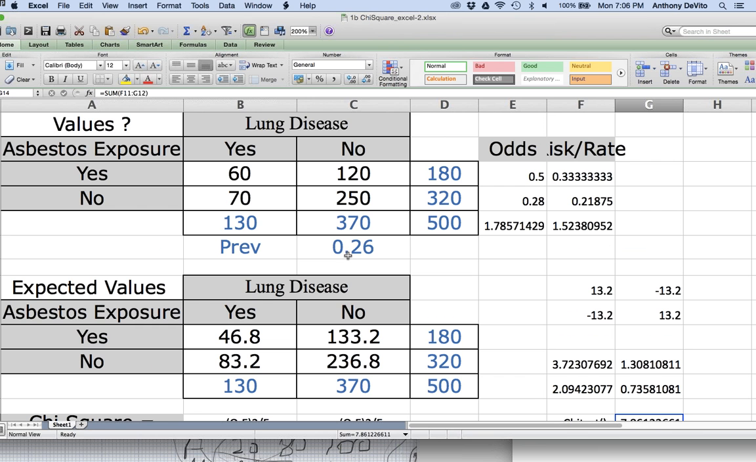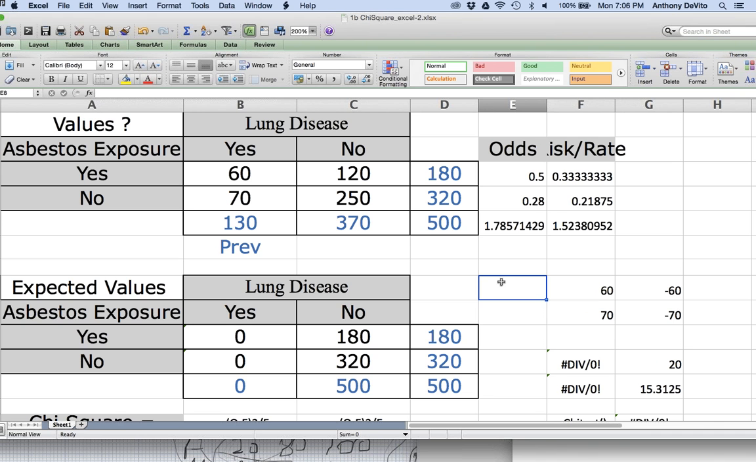Were you given the prevalence on the top? We weren't given it. How did I calculate it? Okay, so I took 500 randomly selected Navy workers from the Brooklyn Navy Yard in the 1950s and 60s, high level of lung disease, heavy smokers, heavy drinkers. Many of them had significant exposure to asbestos. I found that 180 of those 500 reported a significant asbestos exposure. 320 didn't report a significant asbestos exposure.